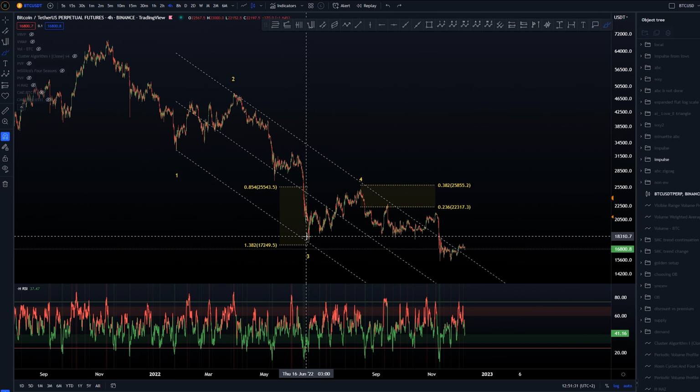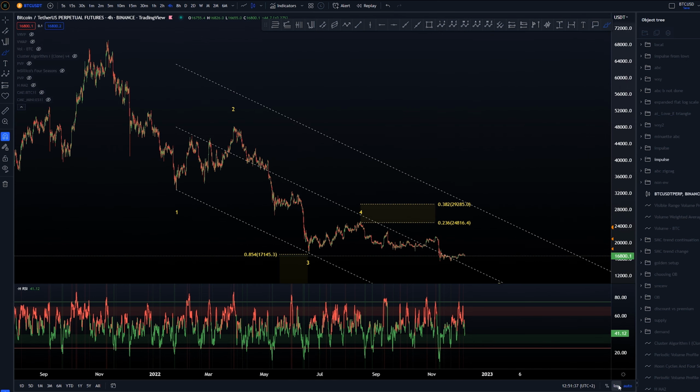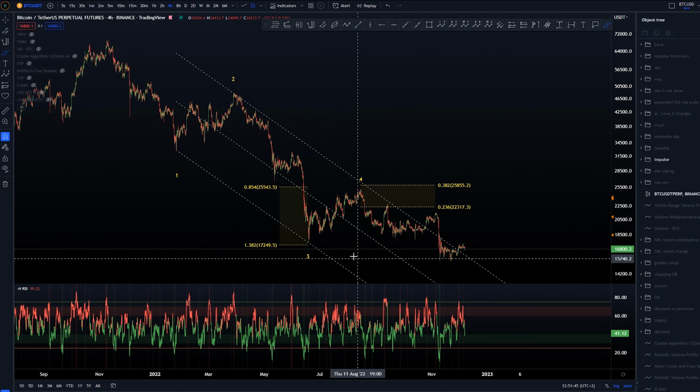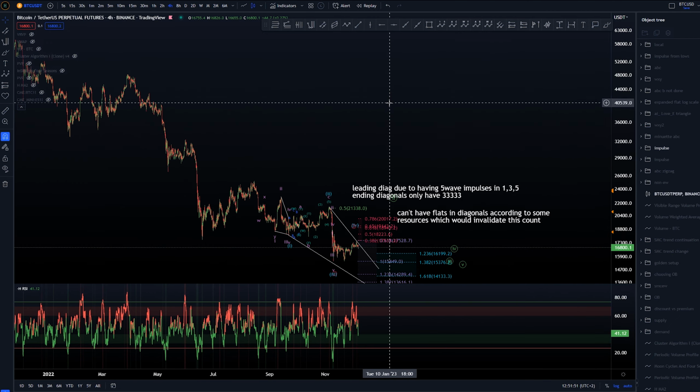Again, third wave generally goes well beyond this extension here that we have on logarithmic scale on 1.382 and arithmetic 0.854. Don't like it as wave 3 that much, but again, that is still possible. Then from there, we had a few different ideas.